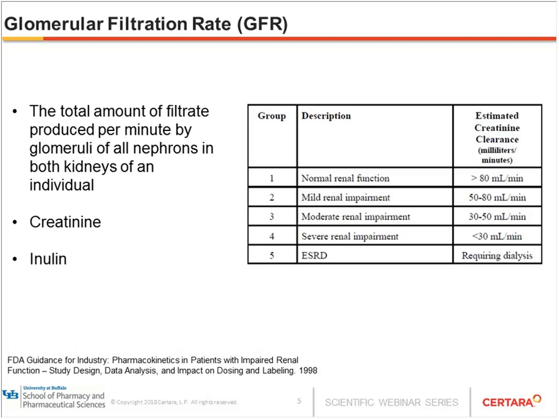Inulin is kind of the gold standard of GFR estimation, but this compound needs to be administered, and so it's not used as often. The table on this slide goes through the description of the different categories of renal impairment, from normal renal function all the way to ESRD, or end-stage renal disease, and the estimated creatinine clearance, or estimated GFR, that accompanies that category. So when you have a GFR over 80 milliliters per minute, that's considered normal renal function, and as that drops down, we have more severe degrees of renal impairment, and we have severe renal impairment, which is less than 30 milliliters per minute of GFR.